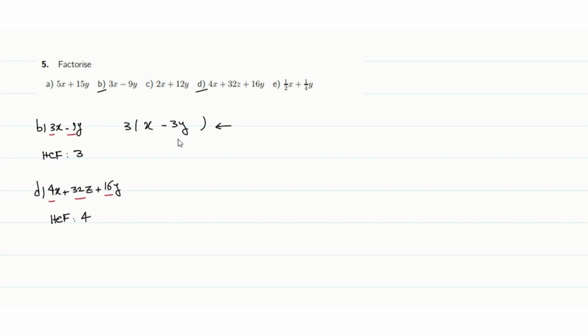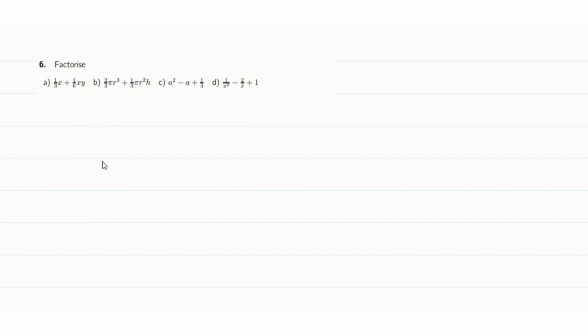We are going to do the same thing. We're going to write 4 outside of the bracket. We factor out 4 from this expression. Then you should divide each of these three terms by the value of 4. So what is the division of the first term? It would be equal to x. What is 32z divided by 4? It would be equal to 8z. And what is 16y divided by 4? It would be equal to 4y.